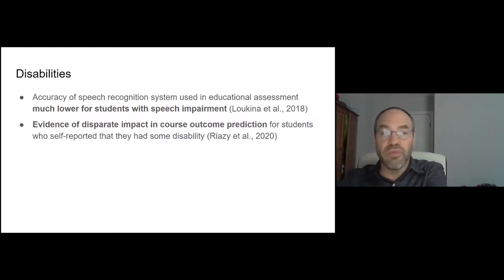Disabilities: not nearly enough work on algorithmic bias and disabilities. Lukina and colleagues found that a speech recognition system was less effective for students with a speech impairment. Riazi and colleagues found that there was disparate impact in course outcome prediction for students who self-report they had some disability.